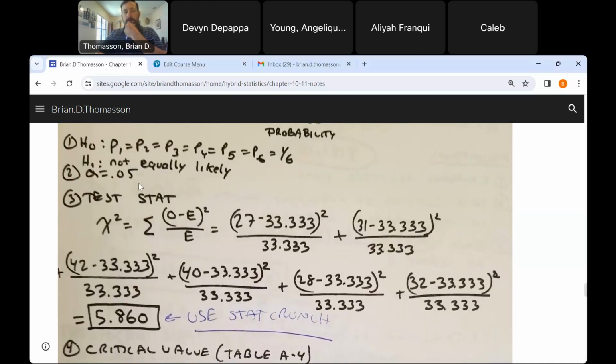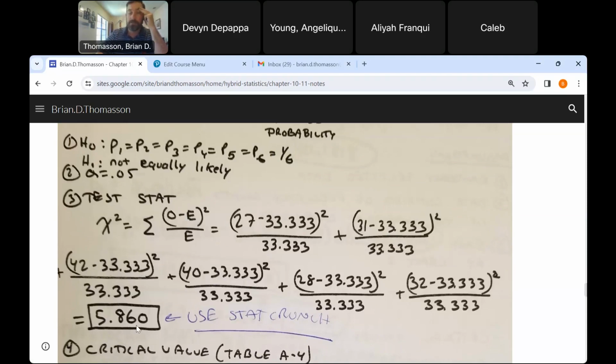Step 2 is our alpha; they tell us it's 0.05. And our test stat is just distinguishing: we were expecting 33 ones and we got 27. We're measuring the difference, how far apart those are. Then for number 2, we had 31 twos; we're expecting 33. We had 42 threes; we're expecting 33. We calculate all these and add them up and it comes out to 5.86. We'll have StatCrunch do this for us.